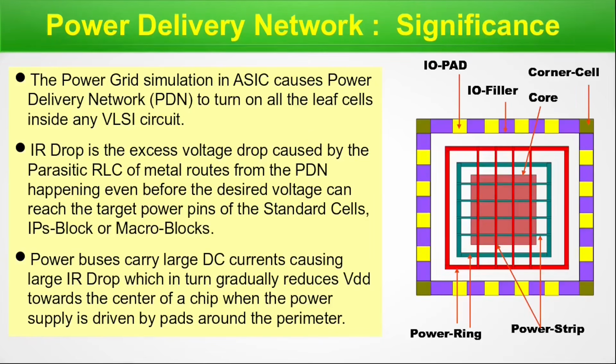Power buses carry large DC current, causing the large IR drop, which in turn gradually reduces VDD towards the center of a chip when the power supply is driven by pads around the perimeter. So here in this slide, we have shown you the short and sweet diagram of a power delivery network and explained in a nutshell how IR drop happens through this power delivery network.